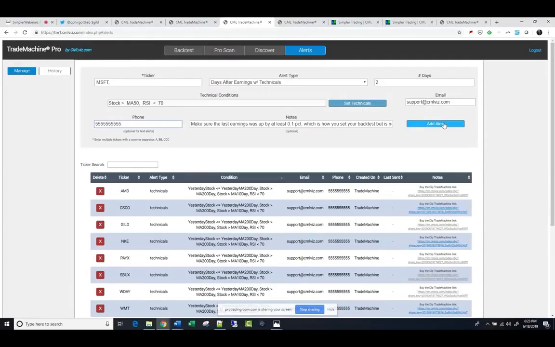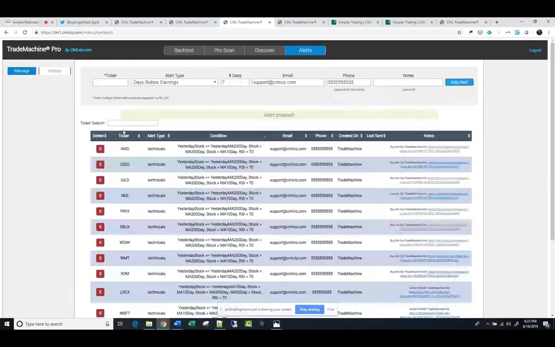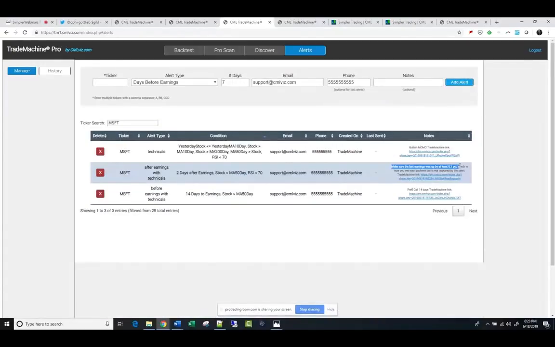You'll see this alert has an interesting note. I'm going to add it, and I'm going to search for it. I know it's Microsoft. It says, make sure the last earnings was up by at least 0.1%, which is how you set the backtest, but it's not captured by this alert. So you're going to get an alert that says it's 2 days after earnings, and Microsoft is above the 50-day moving average and the RSI is below 70, but we don't know how much the move was after earnings. So you've got to check, was it up after earnings? And if it was, boom, you've got yourself a trigger.